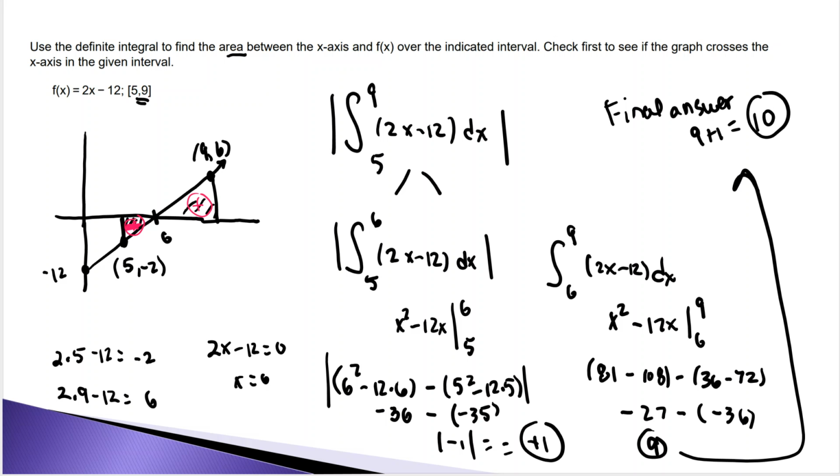Okay. So that's all you need to do for those. Just find out where these things intersect, break it into two pieces, and then calculate each one. If you get a negative answer, take the absolute value, add those babies together, and you're good.